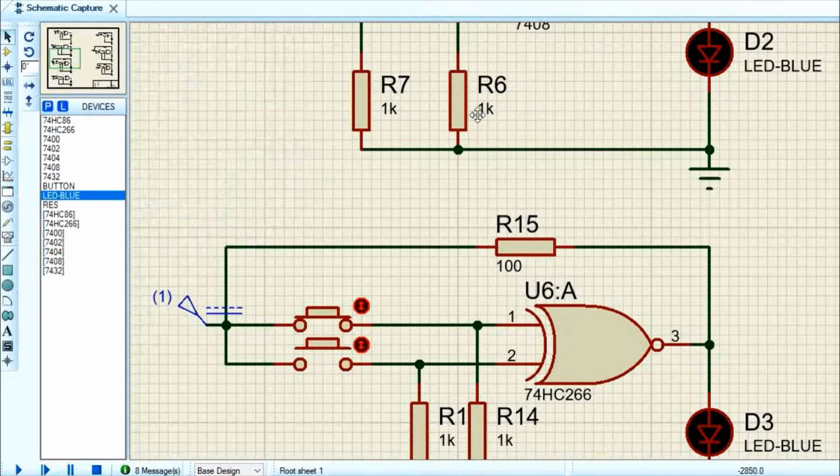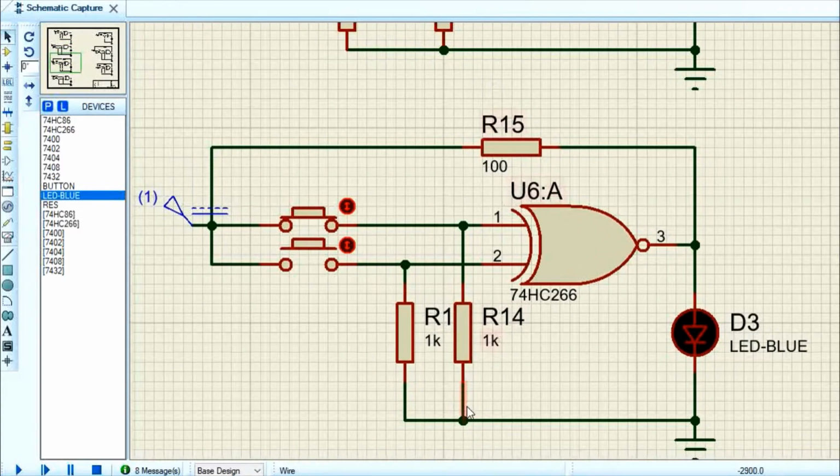Our next circuit is of exclusive NOR gate. Here is the schematic circuit for exclusive NOR gate. Before going to show you the simulation of this exclusive NOR gate, I would like to show you the truth table and working of exclusive NOR gate.